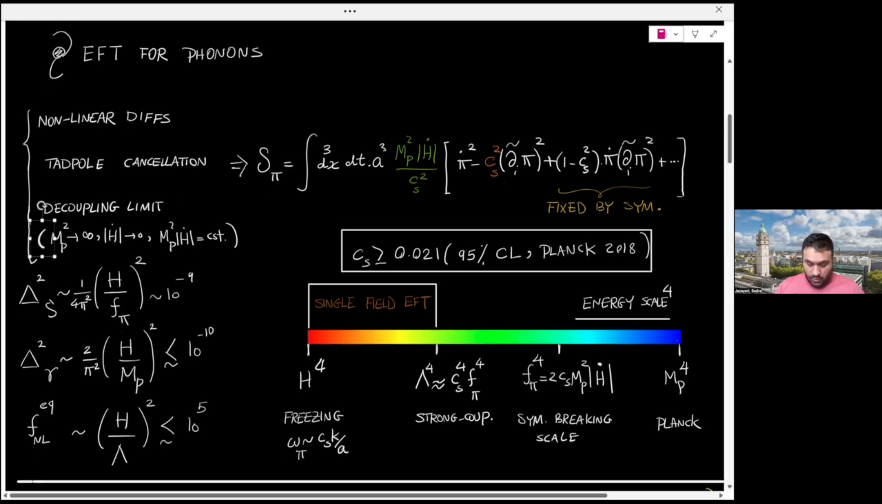So all in all, what this tells you is that you have an effective field theory that has a regime of validity. It has a strong coupling scale given by this value, where f_pi is the symmetry breaking scale fixed by the observational value of the scalar fluctuations. Due to this bound, f_pi is almost 58 Hubble, and then the strong coupling scale is this. And in this regime, between Lambda and Hubble, you can use this effective field theory to make predictions.